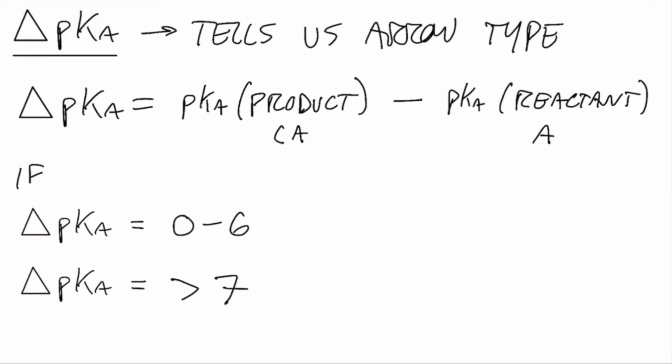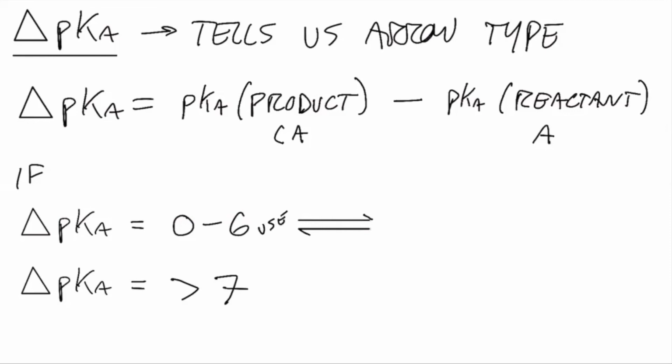Then based on the magnitude of that difference, it'll tell you which arrow type you want. If the delta pKa is somewhere between 0 and 6, that means that the acids are pretty close in strength, and that tells us that we are going to be in a situation of equilibrium. So I'm going to draw in our little equilibrium arrow here. If you have a small delta pKa, let's not use any more arrows here than we have to, you want to use the equilibrium set of arrows.